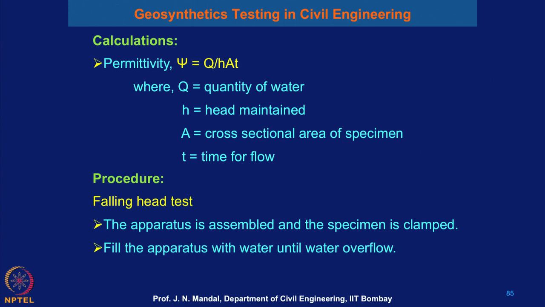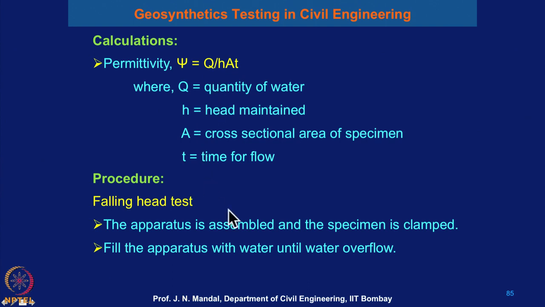So, you can calculate the permittivity. You know the equation: psi is equal to Q by H into A into T, where Q is the quantity of water, H is the head maintained, A is the cross section area of the specimen, and T is the time of flow. So, knowing the quantity of water collected at a particular time, the head, and the cross sectional area of the geosynthetic material, you can determine the permittivity using this equation.